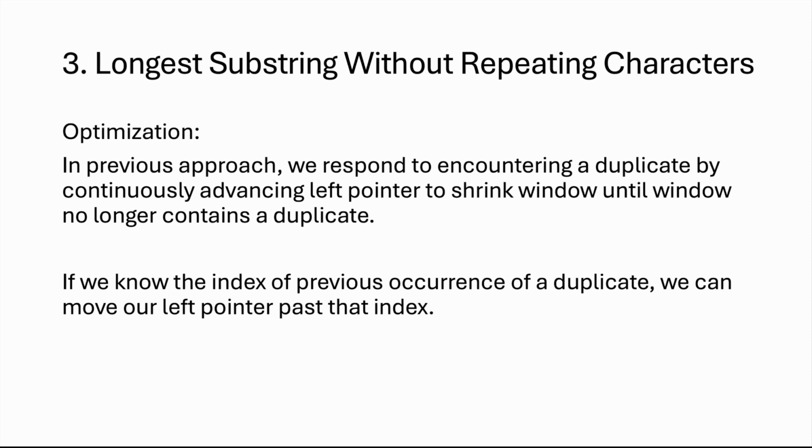In the previous approach, we respond to encountering a duplicate by continuously advancing the left pointer to shrink the window until the window no longer contains a duplicate. But if we know the index of the previous occurrence of that duplicate, then we can move our left pointer past that index.